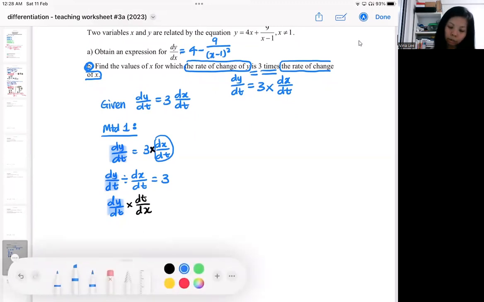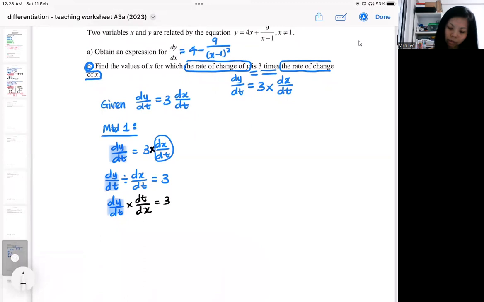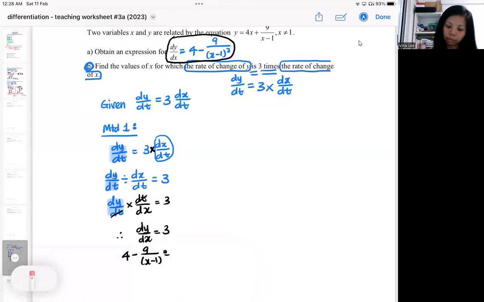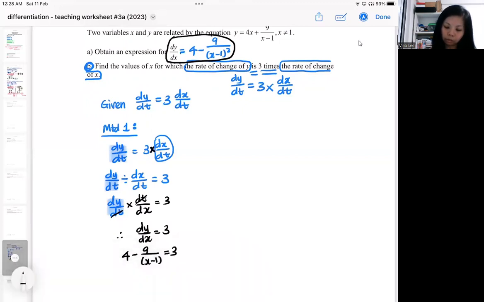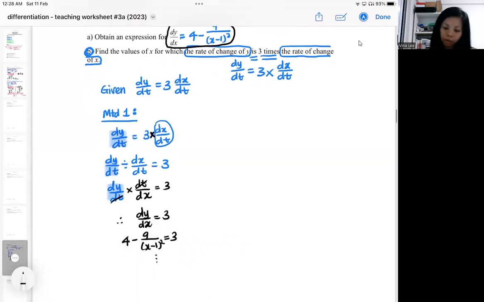After I do this, my dt is cancelled. So I end up with dy/dx equal to 3. That means essentially I use the dy/dx, and then you continue to find your x. So that can be method 1.